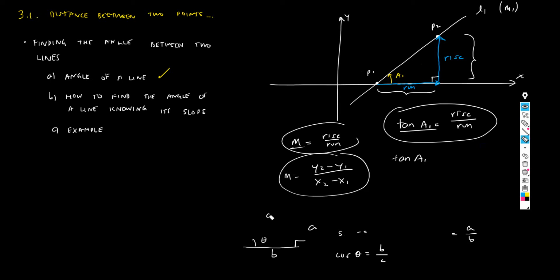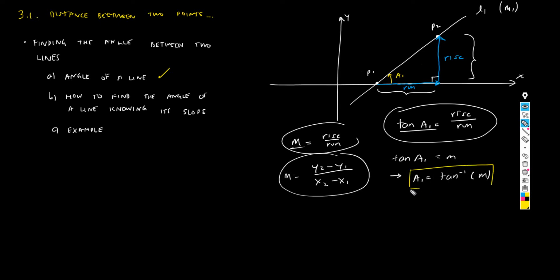I can erase this. I don't need it anymore. So the tangent of the angle 1 is equal to the slope. And finally, when you want to isolate the angle from an equation like this, when it has a trigonometric function, what you do is you isolate such angle by taking the inverse function, in this case the inverse tangent of the slope. I suppose that you have done this already at some point in your life. Please tell me if you have, because we're gonna do this quite often.